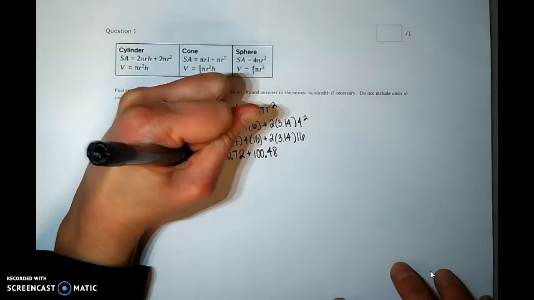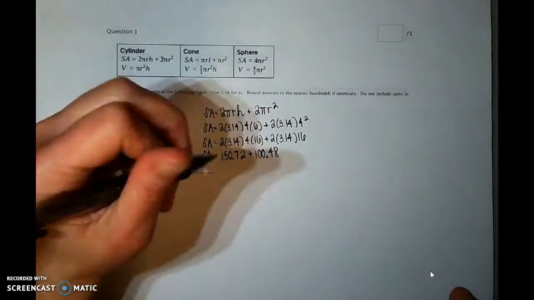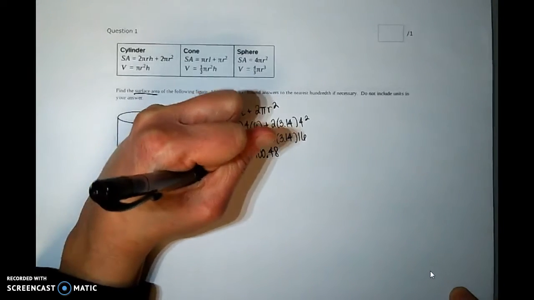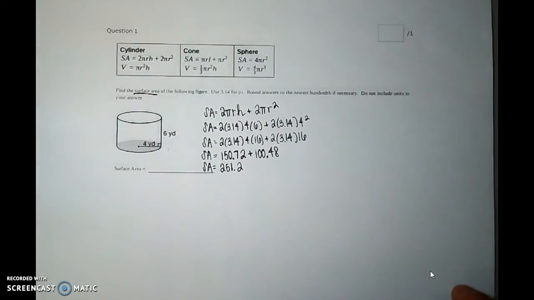Now I still have addition, so my last step is that I add my numbers together, and my surface area is going to be 251.2. And since that's already to the nearest tenth, I don't have to round it, so I get 251.2 yards squared as my answer.